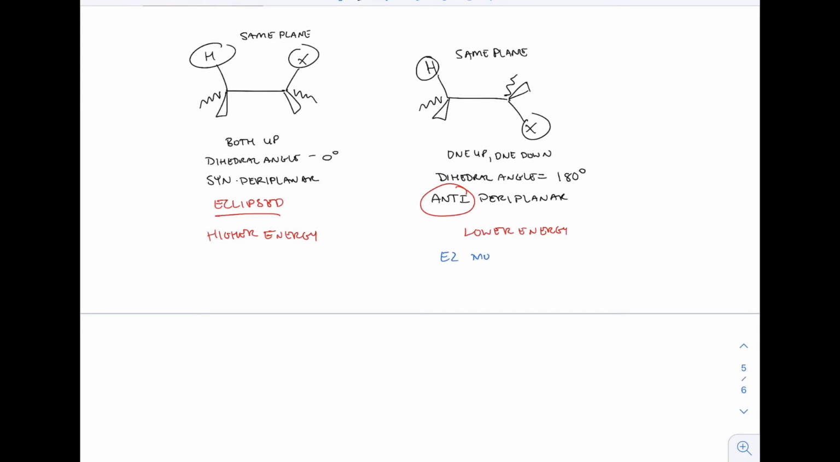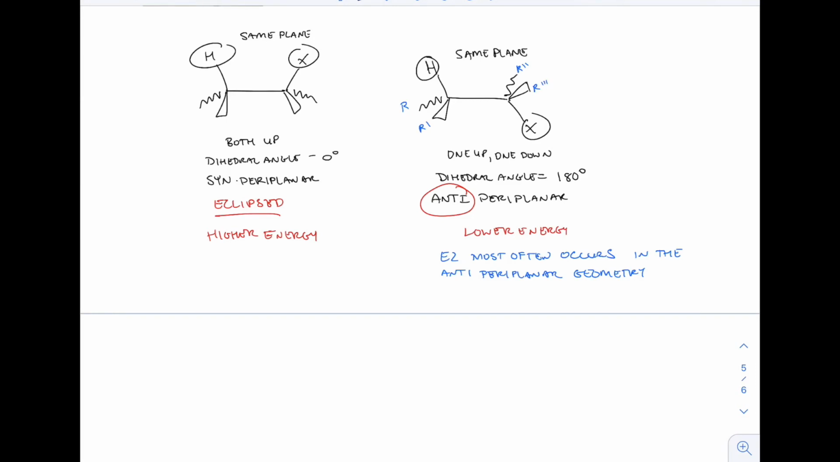For this particular mechanism of this reaction, E2 most often occurs in the anti-periplanar position. That's because, just by looking at it, anti is a lower energy conformation, and so this is going to allow the reaction to move forward much easier, right?